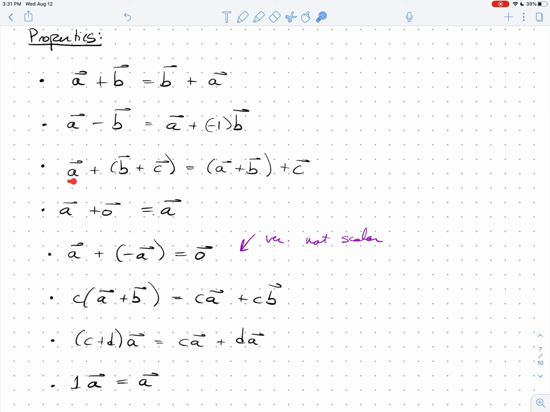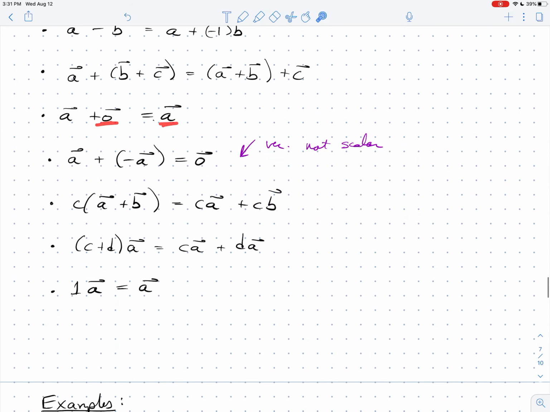Things are associative, right? It doesn't matter how you group the addition, it's the same. A plus the 0 vector is just a, of course. A plus minus a is just 0. And I want to point out to you, I scribbled this here in purple. Hopefully you can read it.